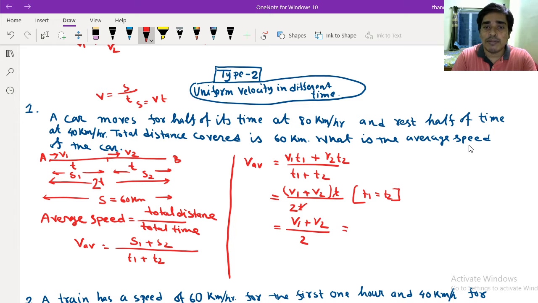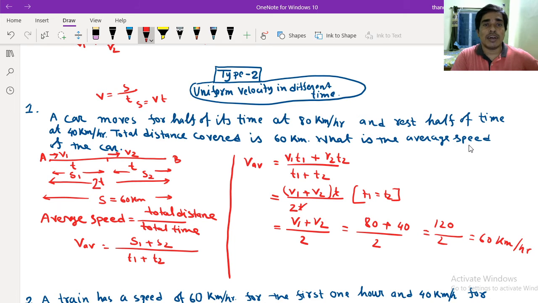If I put this value, then it will be 80 plus 40 divided by 2. So it will be 120 divided by 2, that means 60 km per hour. This is the average velocity in this case.